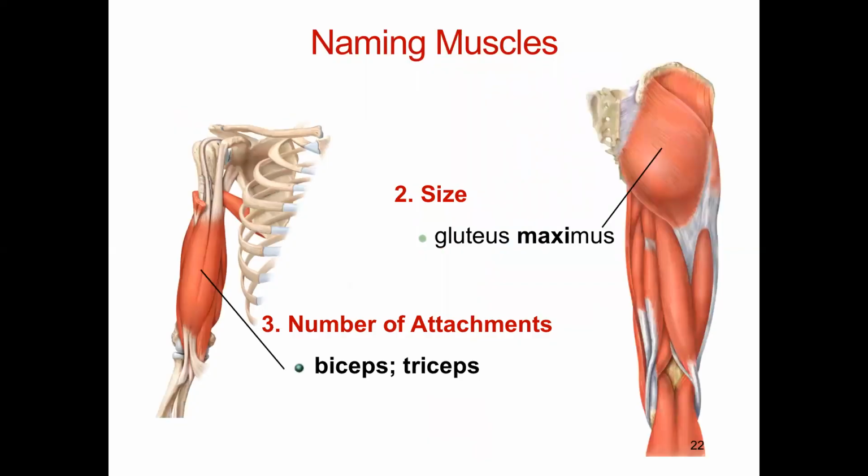The size of the muscle is interpreted here. So gluteus maximus, very large muscle at your glutes, right? So your butt, right? Number of attachments, so biceps and triceps, right? So the biceps is going to have 2 attachments, triceps 3. So it's sort of telling you that in the name.